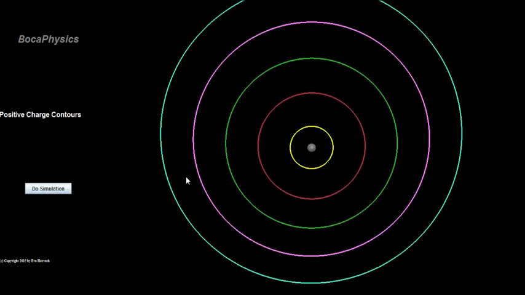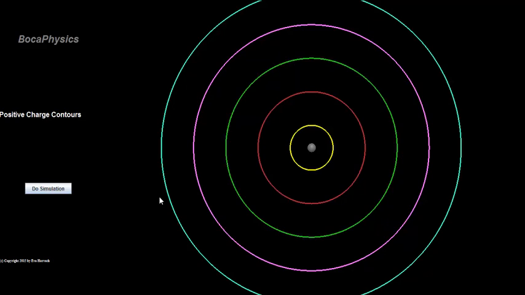In this BocaPhysics video, you'll see a set of simulations of the equipotential surfaces due to several point charge configurations. On an equipotential surface, all points are at the same potential. Recall that the potential due to a point charge is inversely proportional to the distance from that charge. In this simulation and all that follow, we'll assume that the electrostatic potential is defined with respect to infinity.